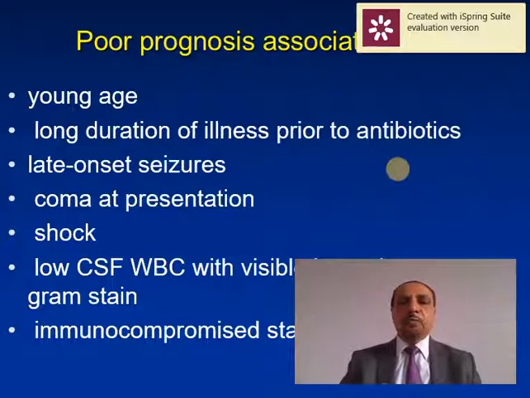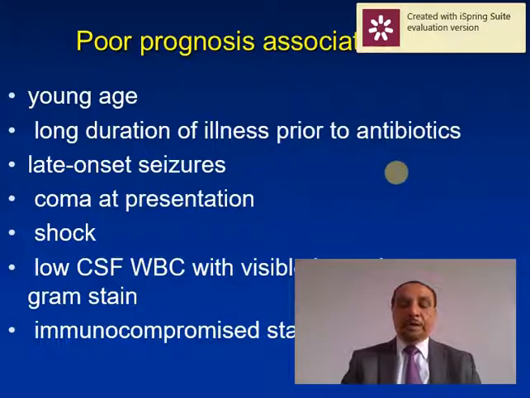What are the poor prognostic factors in patients with meningitis? Young age, long duration of illness prior to antibiotic, neglected cases, late onset convulsions, coma at presentation, shock, and low CSF white blood cells. This means the defense mechanism or immunity of the person is weak. If there are low CSF white blood cells while you can see bacteria on the gram stain, this means the bacteria are present but there is no response, and this is one of the risk factors.